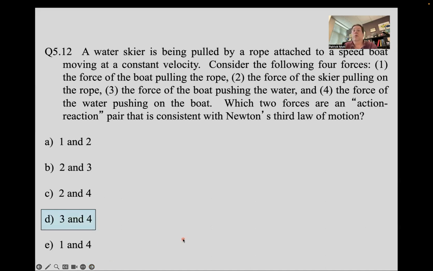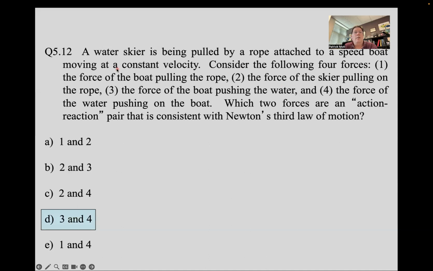So the answer is forces 3 and 4. And you look at the wording of them, they're just those two objects, the boat and the water. The force of the boat pushing the water is always equal and opposite to the force of the water pushing on the boat. Okay. You might have wanted to say that the force of the boat pulling the rope is equal and opposite to the force of the skier pulling on the boat. That need not be the case.